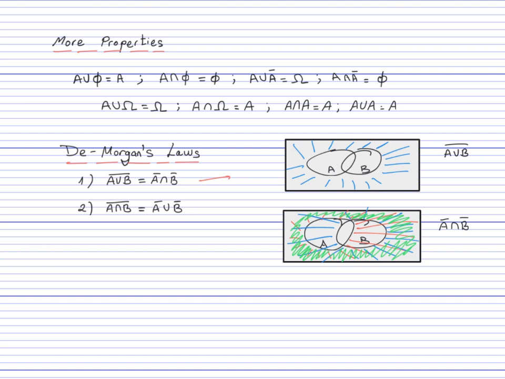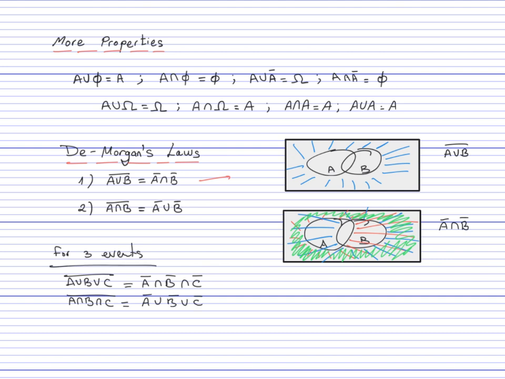So you can do the same for the second one. And in general, those formulas work for more than two events. So for three events, the complement of A union B union C is the complement of A and the complement of B and the complement of C. And if you take A and B and C intersection and ask about the complement of it, that's the complement of A union the complement of B union the complement of C.